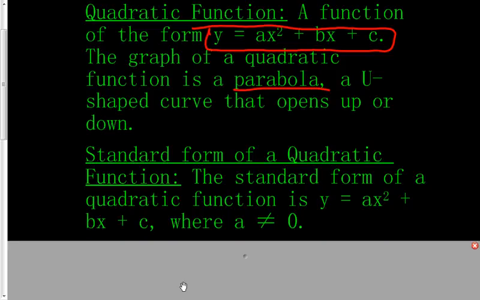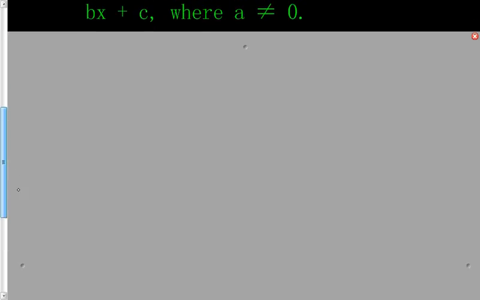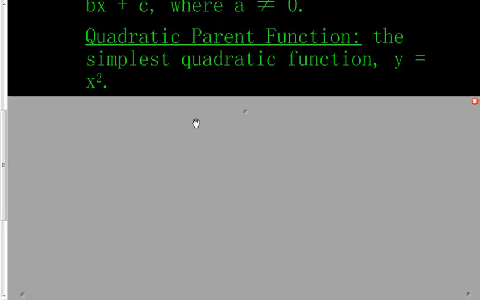The second one we have is the standard form of a quadratic function. It's just ax squared plus bx plus c, and a is not going to be equal to 0. The reason I put this in here is because it's in descending order. It does have the x squared term first, then the x term, then the constant term. So that's what the standard form is for quadratic functions. The quadratic parent function is the one that everything else goes off of. The very basic quadratic function is y equals x squared. That's one of the ones we're going to graph today.